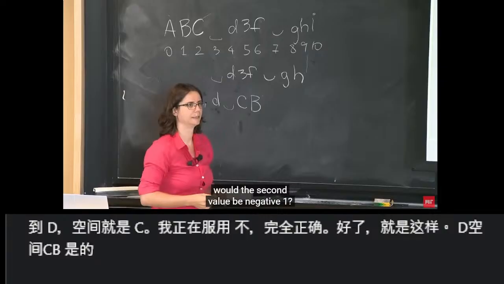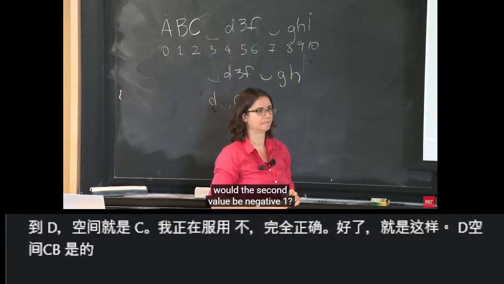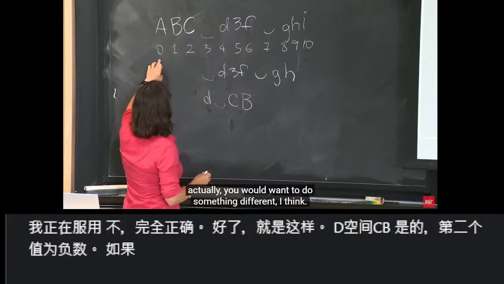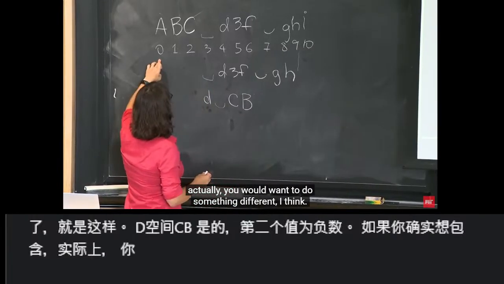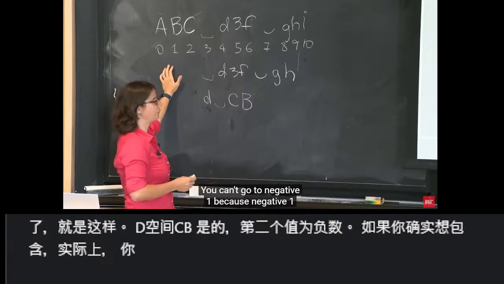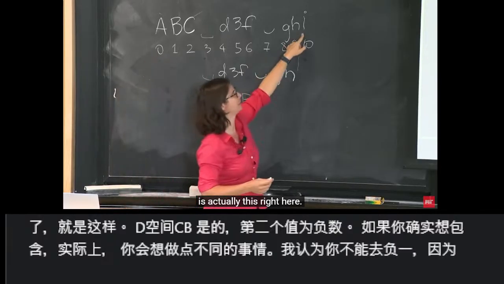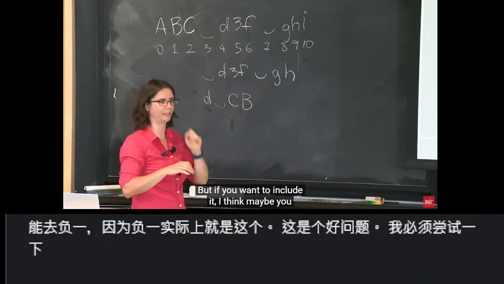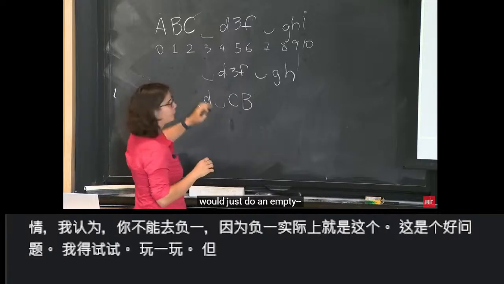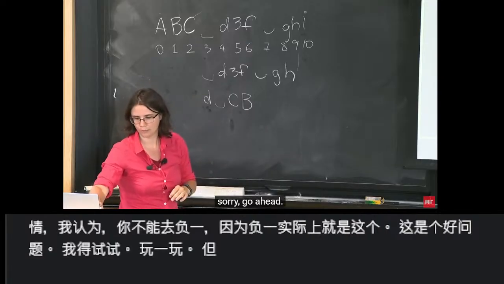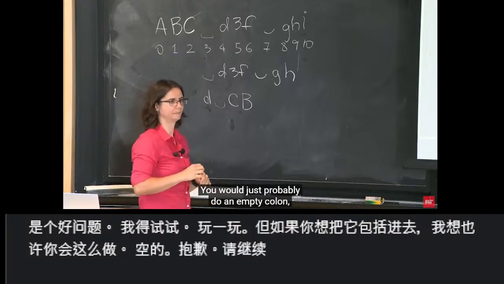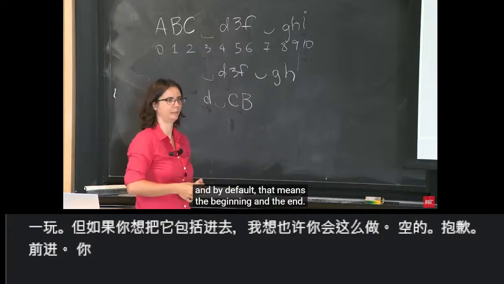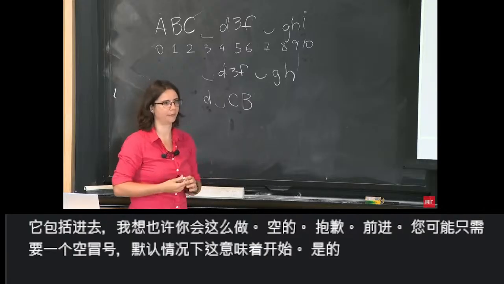Yes? Do you want to include the A with the second value being -1? If you did want to include the A, you would want to do something different, I think. You can't go to -1 because -1 is actually this right here. That's a good question. I'd have to try it out, play around with it. But if you want to include it, I think you would just do an empty colon, and by default that means the beginning. But I'd have to try it out.